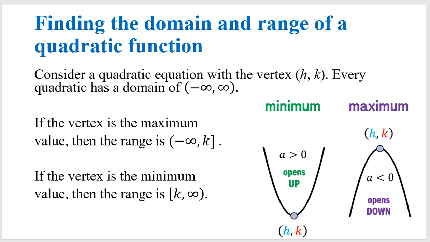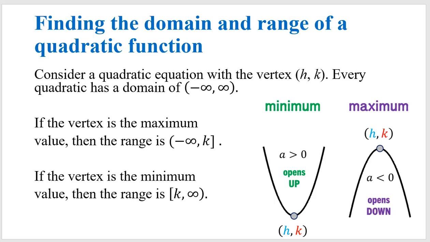The range, however, will depend on whether you have a minimum or a maximum value with your vertex. If the vertex is a maximum value, like it is in the purple, then your range will be negative infinity up to k. So you'll start at the bottom and go up the graph until you get to that k value. That k value is included, so it will have a square bracket. If the vertex is a minimum value, like it is in the green, then the vertex (h, k) will be your minimum, and your range will start at k and then go up to positive infinity. Please note k is included because it is an actual point on the graph.